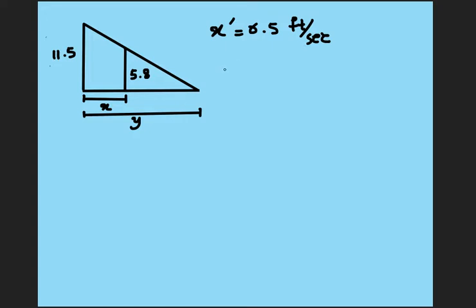The question asks for the tip of the shadow of the man when he is walking away, and they want to know how fast it's moving. So if the distance of the tip of the shadow from the pole is called y, we are looking for y prime when the man is at the distance of 41 feet. So these are all the information we have been given.